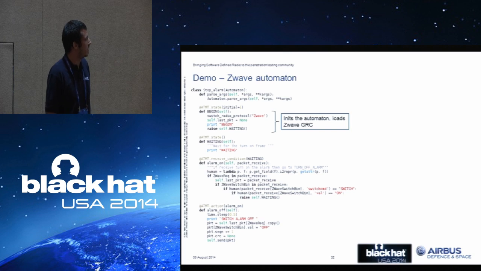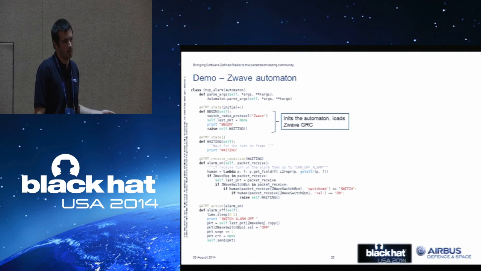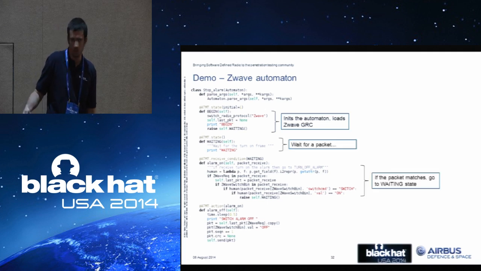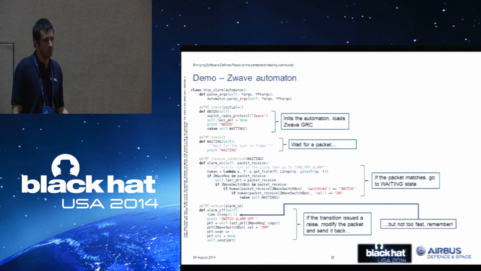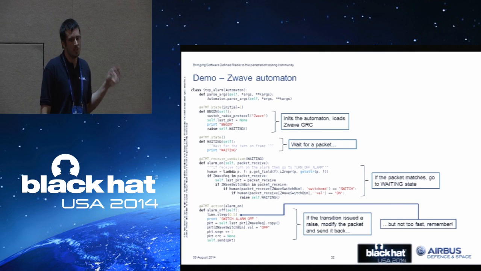After that, we jump to the waiting state. We just wait for the receive condition, and the receive condition is a switch on frame. This is a frame the controller sends to turn on the alarm. When we receive that, we do the action, and the action is to turn off the alarm. Like Jean-Michel said, we have to set a delay because we have some trouble with the Z-Wave controller if we inject frames too fast. Again, automatons are well documented in the Scapy documentation, and it works the same way as in regular Scapy and in Scapy radio.